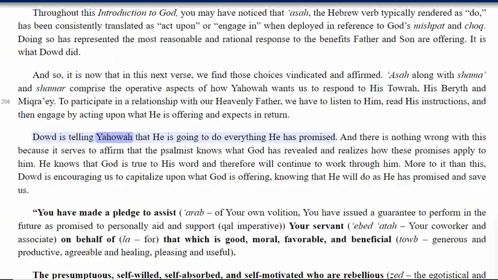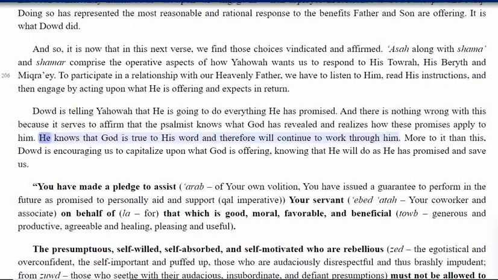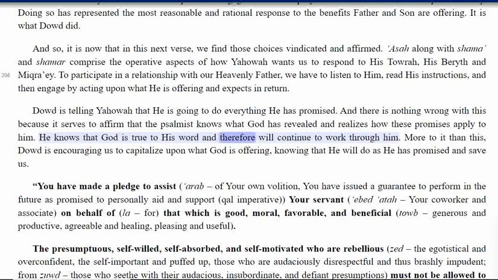David is telling Yahowah that he is going to do everything he has promised. And there is nothing wrong with this because it serves to affirm that the psalmist knows what God has revealed and realizes how these promises apply to him. He knows that God is true to his word and therefore will continue to work through him. More to it than this, David is encouraging us to capitalize upon what God is offering, knowing that he will do as he has promised and save us.